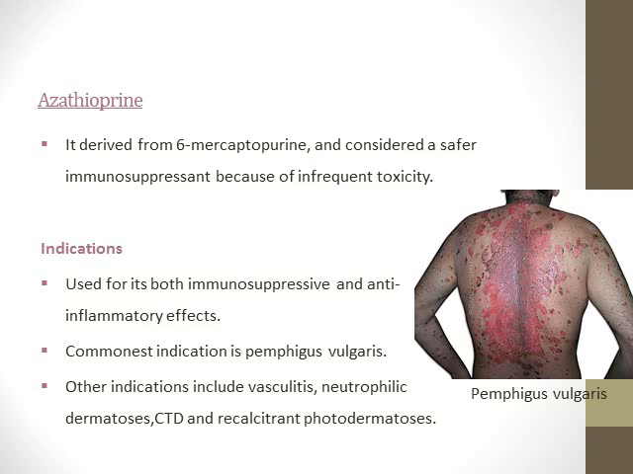Azathioprine is the other drug, which is derived from 6-mercaptopurine and considered a safe immunosuppressant because of its infrequent toxicity, used for both its immunosuppressive and anti-inflammatory effects. Commonest indication is pemphigus vulgaris, other indications being vasculitis, neutrophilic dermatosis, connective tissue disorders, and recalcitrant photodermatosis.